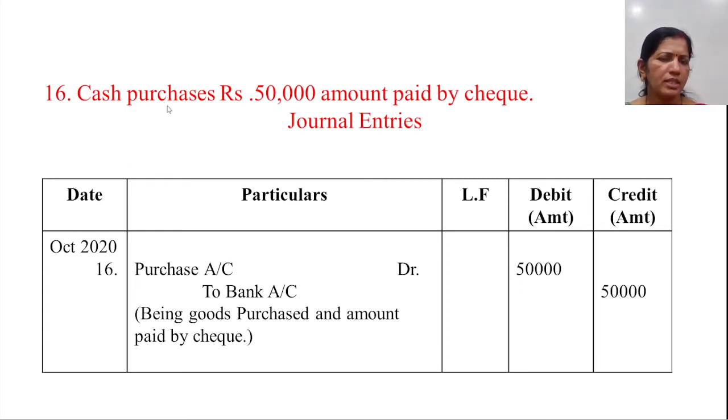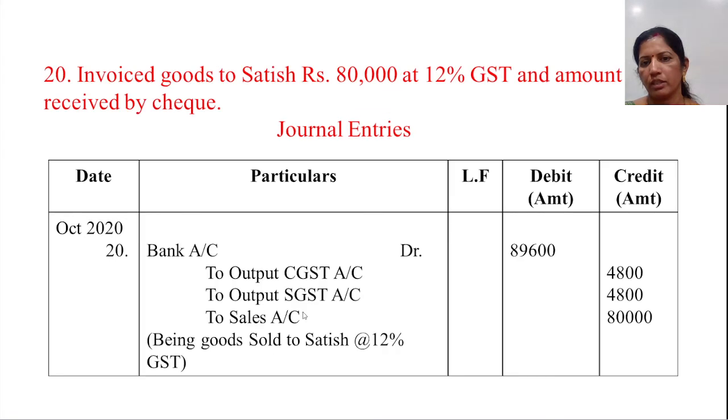For cash purchases, purchases is our first account. Date 16. Now the journal entry: purchases account debit to bank account, amount 50,000 debit, 50,000 credit. Narration: being purchased goods and paid by check.